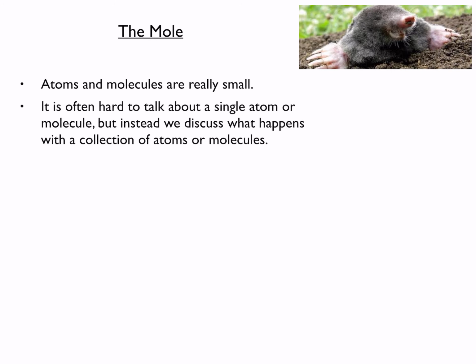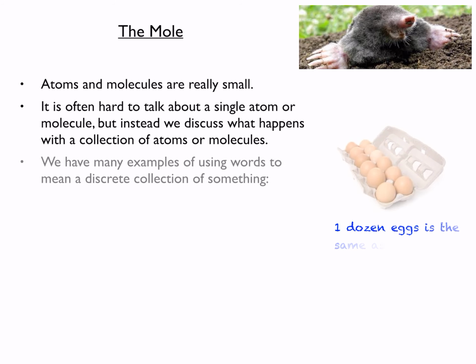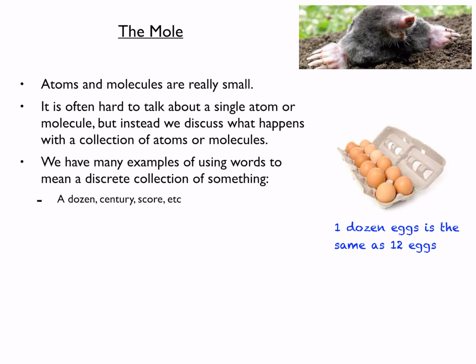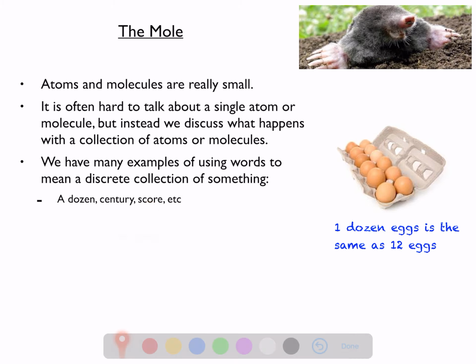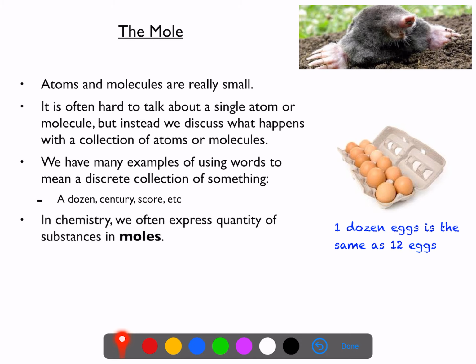It's hard for chemists to talk about what happens with a single atom or a single molecule. And most of the time, instead, we talk about what happens with a collection of atoms or a collection of molecules. And so the mole is really a way of counting these collections. We do this all the time in our regular life. For example, we often talk about a dozen eggs, and this refers to 12 eggs. We also use words like century, score, and the mole is just the chemist's way of expressing the same thing.